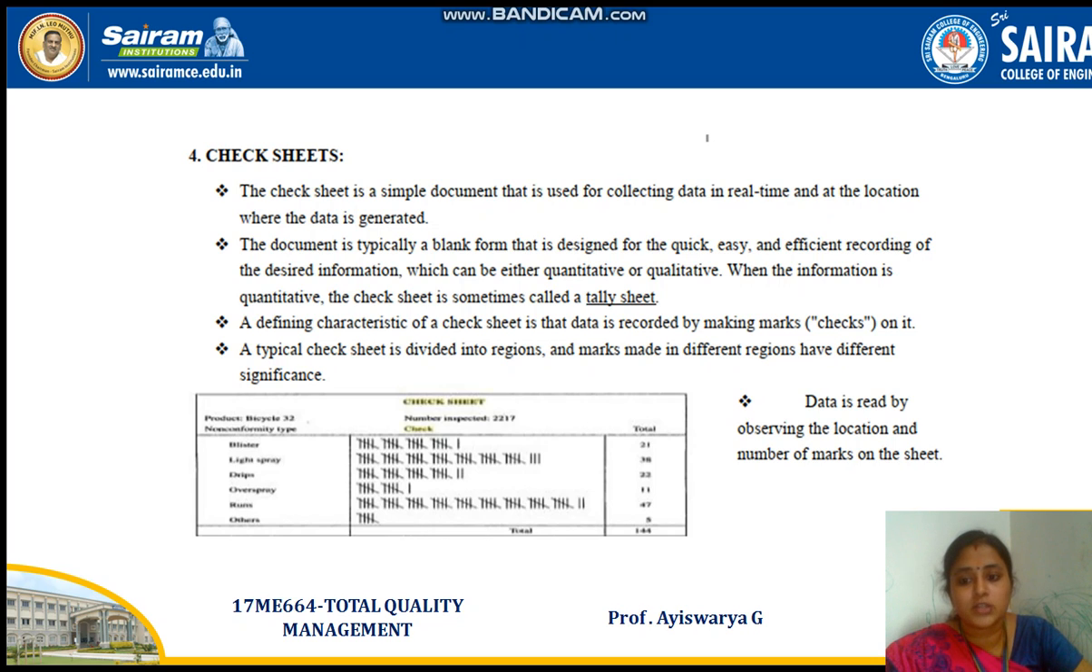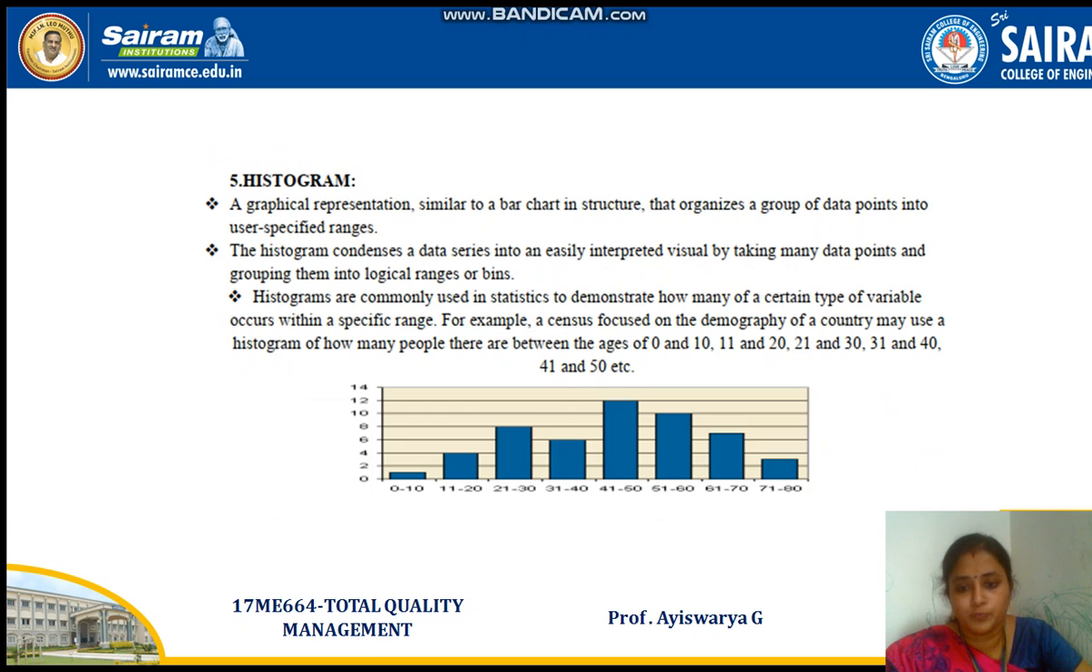So here is one simple check sheet. It is divided into different regions, and you can observe marks made over the different regions, which means they have categorized and solved that issue. And the next one is the histogram.